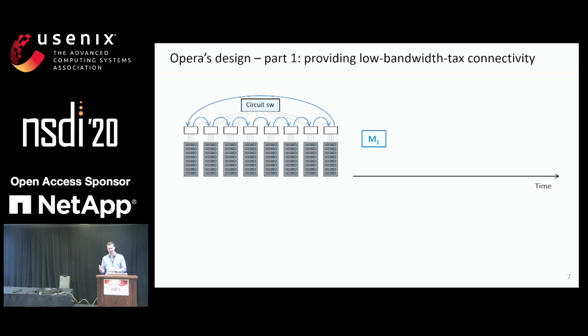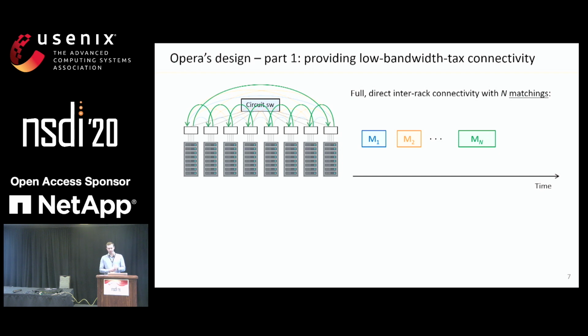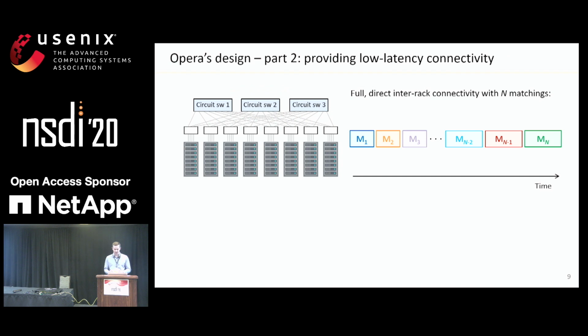So if we draw from the RotorNet design architecture, we can step through a sequence of matchings that connect different pairs of racks together. And it turns out that we only need to step through n matchings to connect n racks all directly to one another. So this is the substrate to enable this low bandwidth tax connectivity. So next I'll talk about how we enable low latency connectivity.